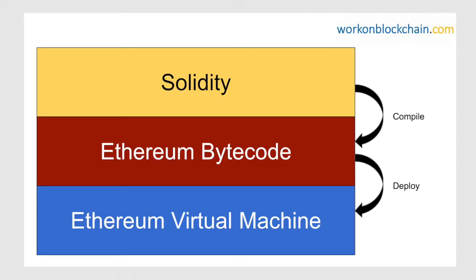It's heavily influenced by JavaScript, Python, and C++, so developers who are already familiar with these will find it easy to get into. It is an object-oriented programming language with classes, inheritance, and polymorphism. It is statically typed and compiles to a bytecode, which runs on the Ethereum Virtual Machine, or EVM.